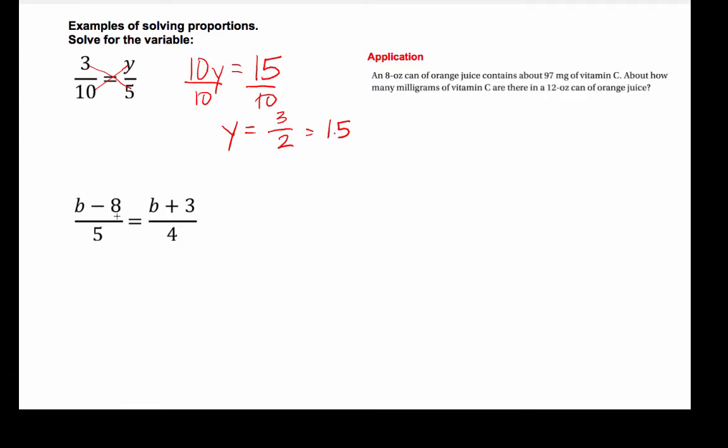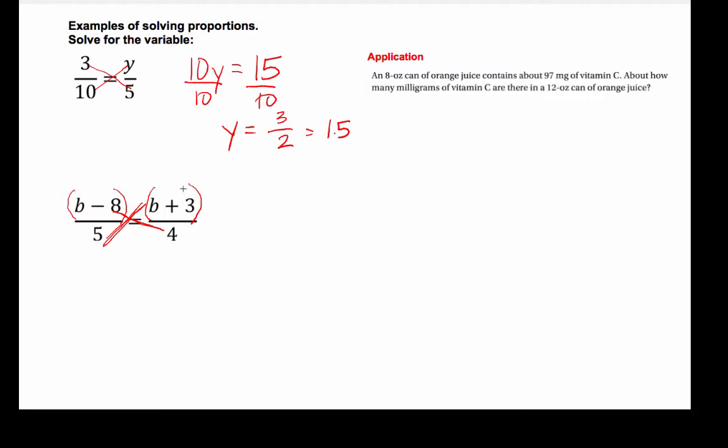All right, second example here is a little more complex proportion, but we still have a proportion. We have one ratio equaling another ratio. So again, we have this cross product property that says if I take this numerator and multiply it by this denominator, it's going to equal this denominator times this numerator. But the key here on these, the tricky thing is this b minus 8 has to be treated as one quantity. The b plus 3 has to be treated as one quantity.